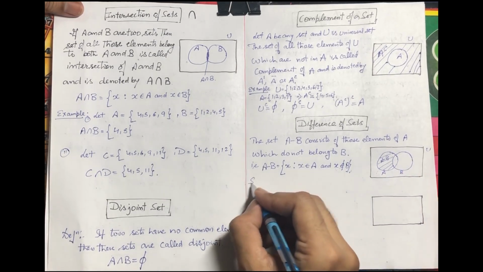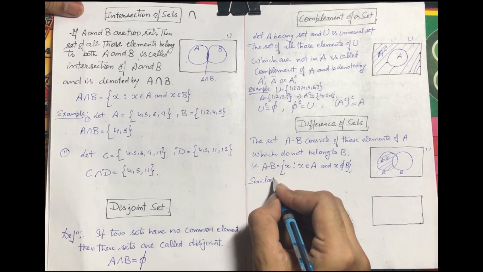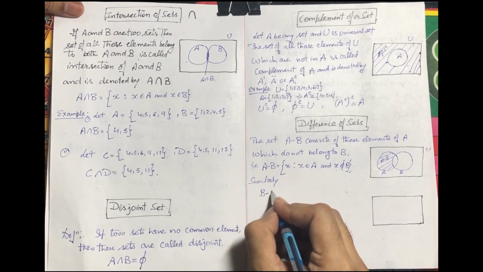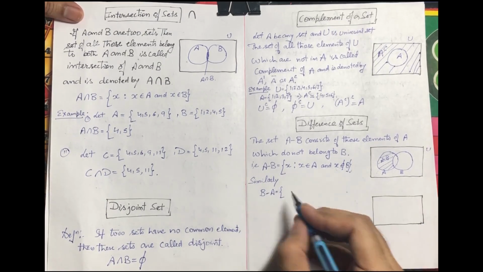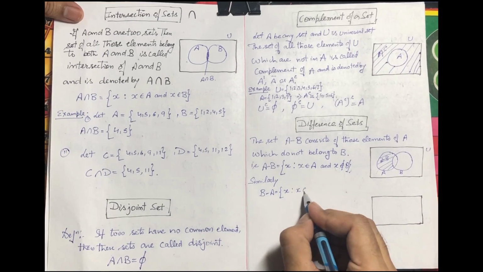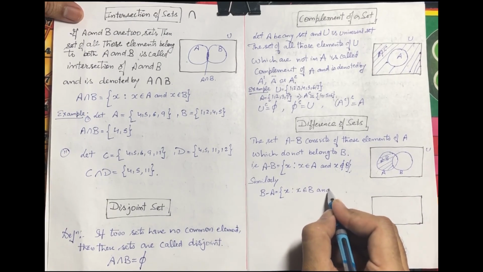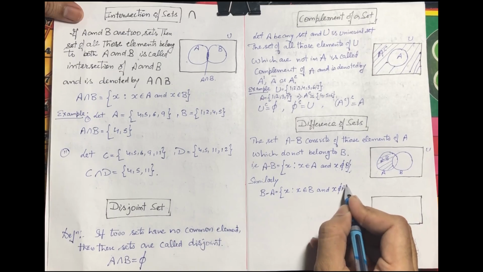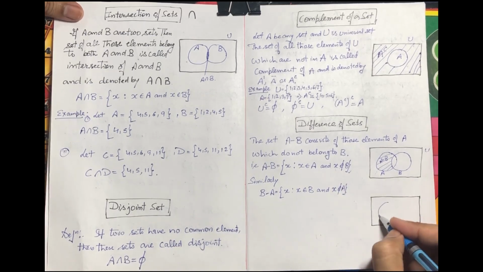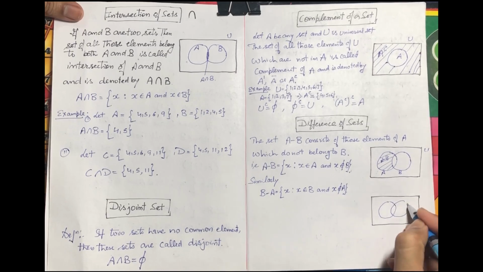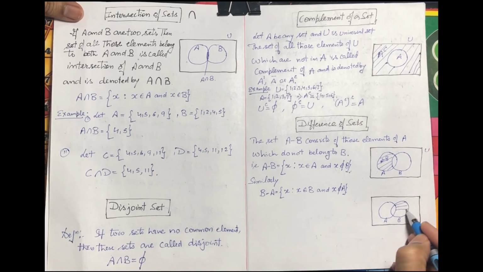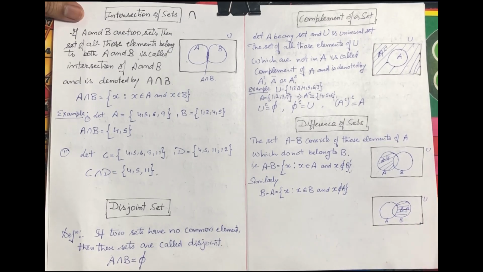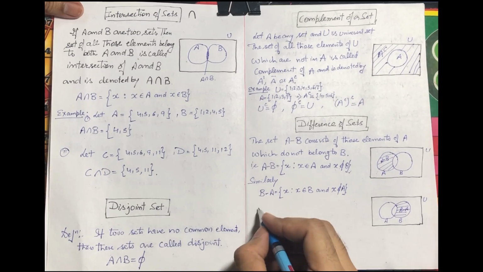So similarly, B minus A. We can easily write the definition: all the elements of B which are not in A. So x is in B and x is not in A. So the Venn diagram is, this is A, this is B. All those elements of B which are not in A, this is B minus A. So let us have some example.